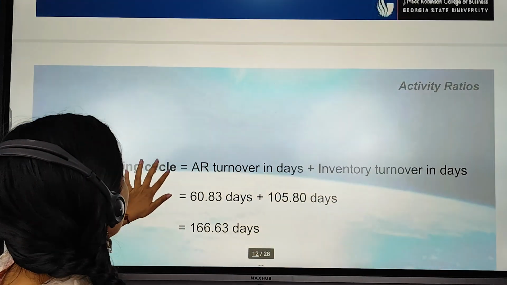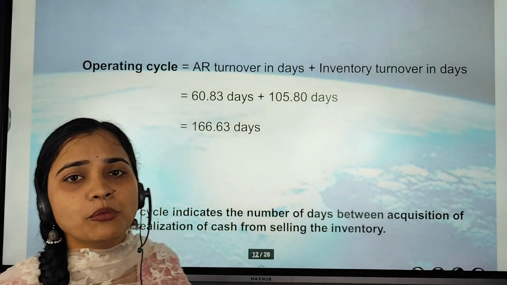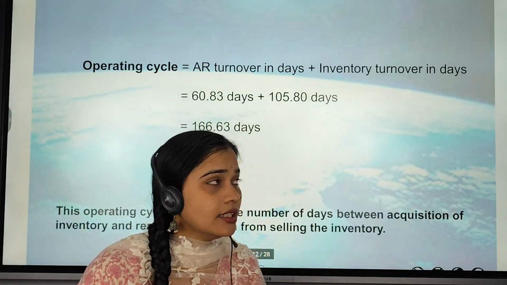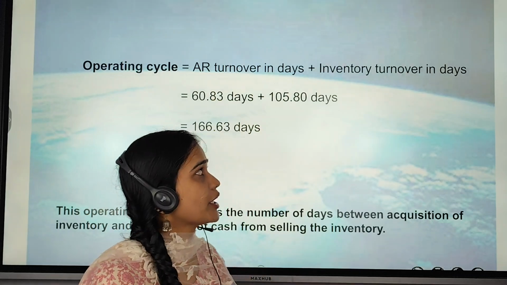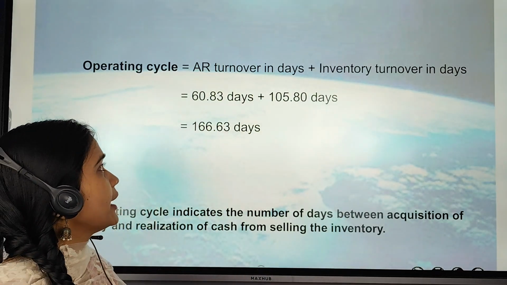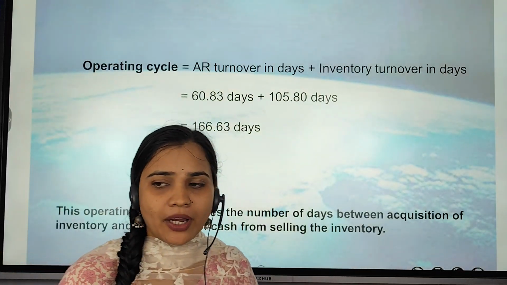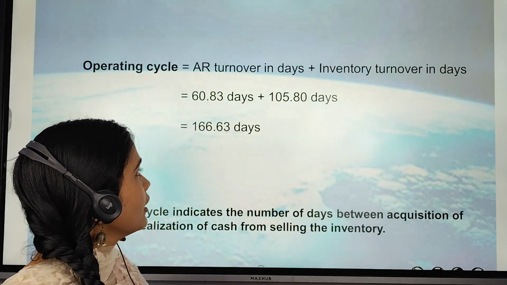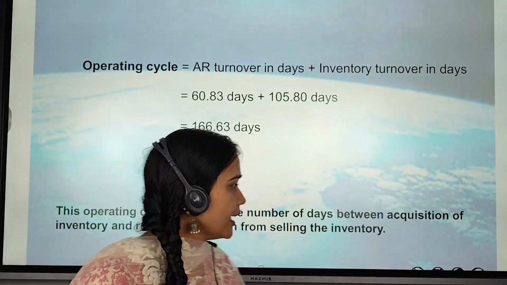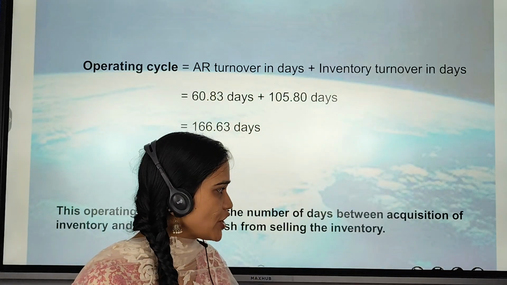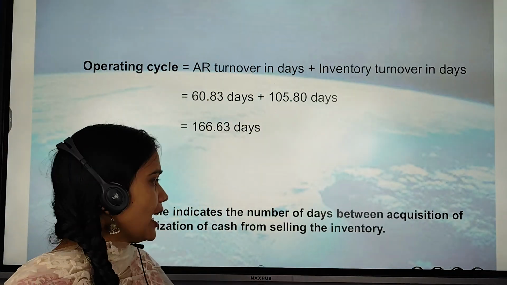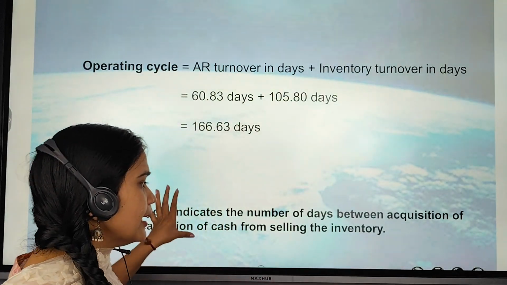Moving to next, operating cycle. The formula for calculating operating cycle is AR turnover in days plus inventory turnover in days. The 60.83 days plus 105.80 days, that is our 166.63 days. The operating cycle indicates the number of days between acquisition of inventory and realization of cash from selling that inventory.